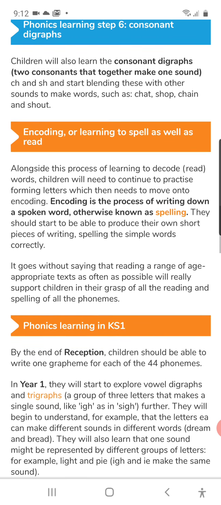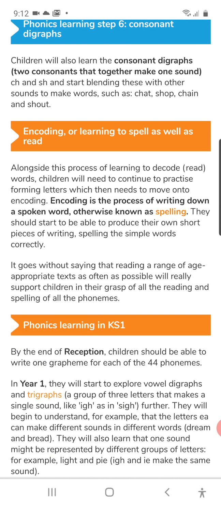Okay, so phonics learning in KG: by the end of reception, the children should be able to write the graphemes for each of the phonemes.